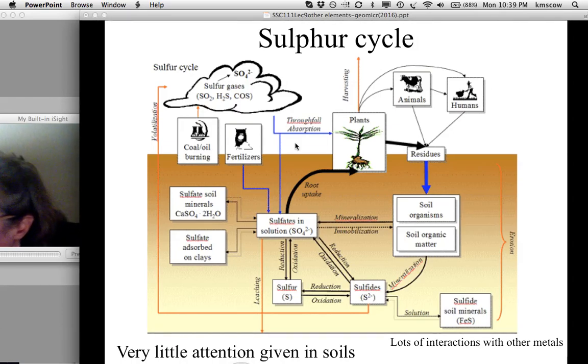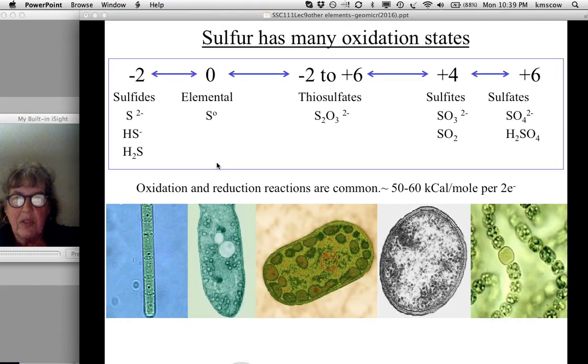It's not received a lot of study, and so there's not a whole lot to say about that. But it's definitely coming into the soil in some forms of fertilizer, and also deposition from the atmosphere is causing a lot of sulfur to enter into soils.